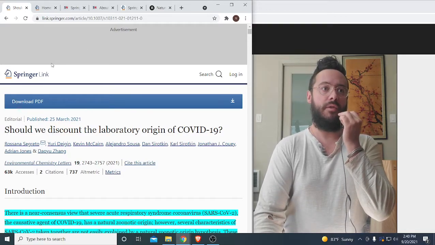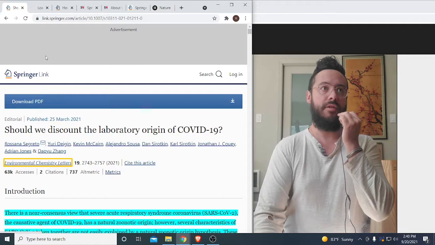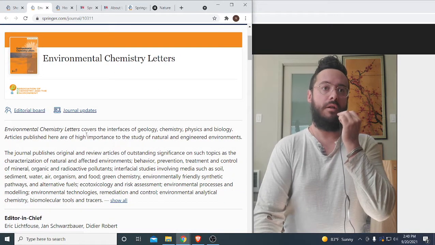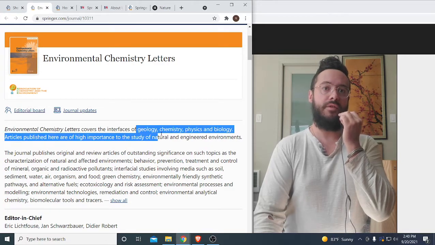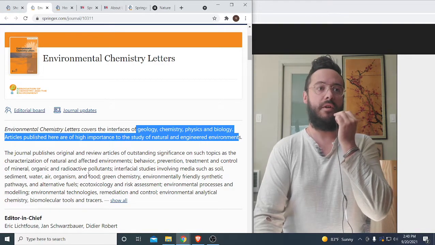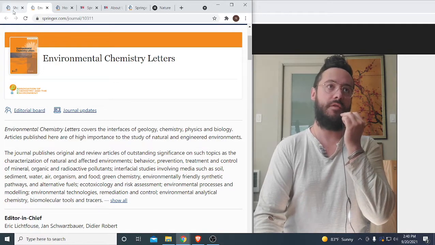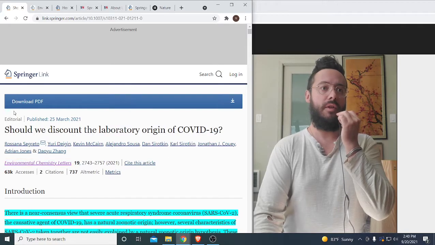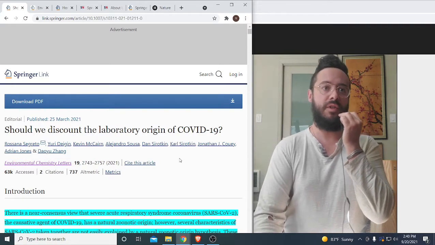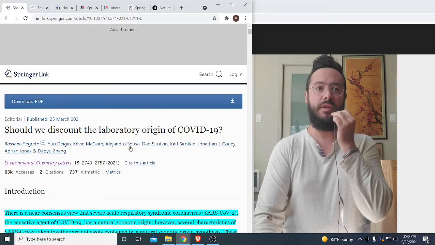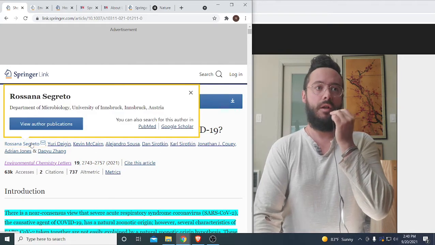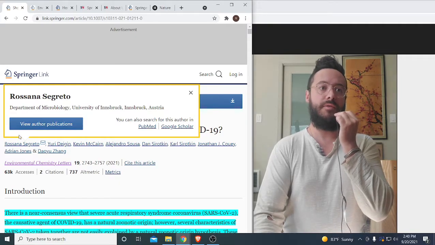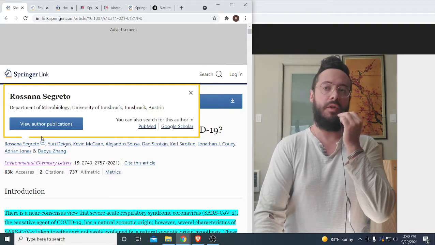Publication today. We're in the journal Environmental Chemistry Letters. It's a journal that interfaces geology, chemistry, physics, and biology, interdisciplinary. So yeah, today we're in the publication called Should We Discount the Laboratory Origin of COVID-19? We have a little bit of biographies for the contributing researchers.